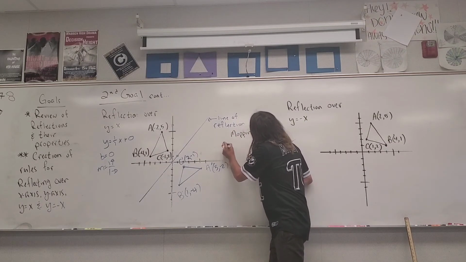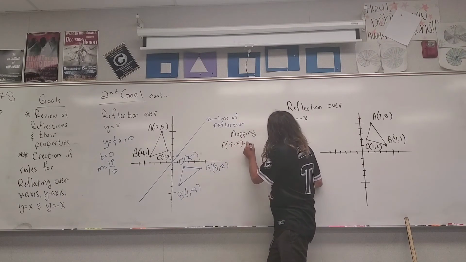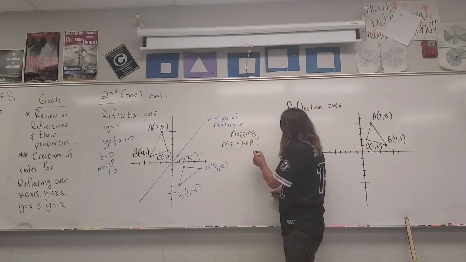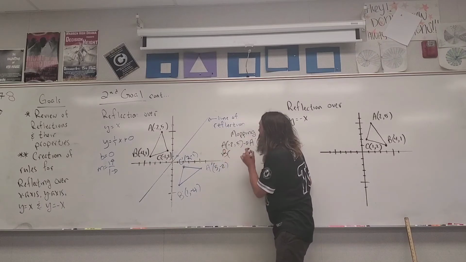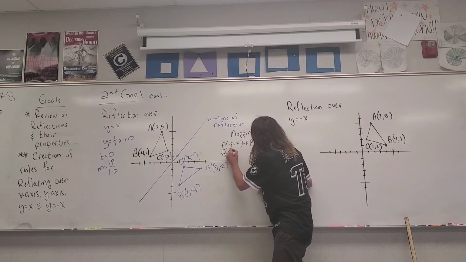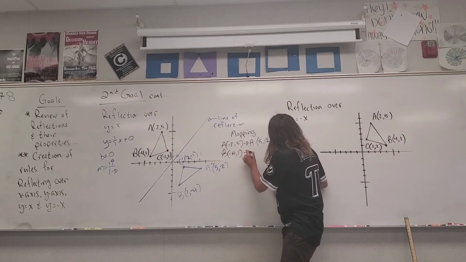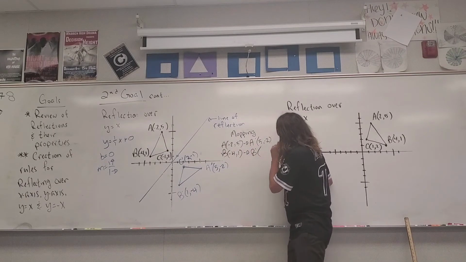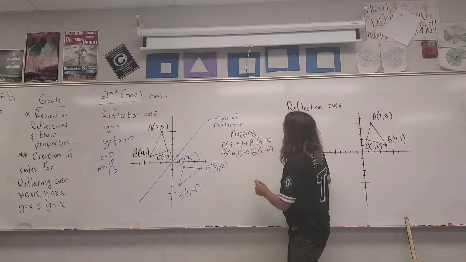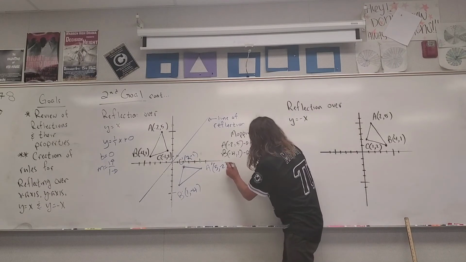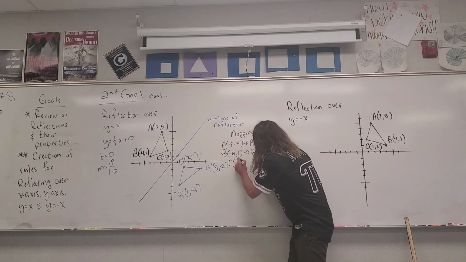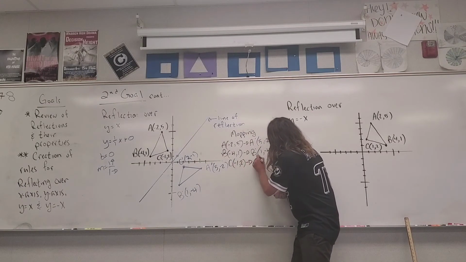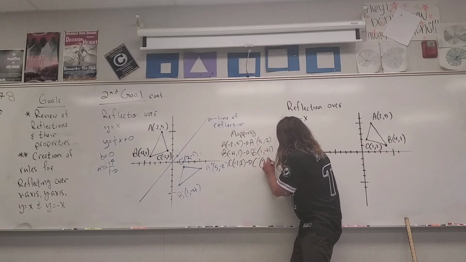And A, which was (-2, 5), maps to A prime, which is (5, -2). B, which was (-4, 1), maps to B prime, which is (1, -4). And C, which was (-1, 2), mapped to C prime, which was (2, -1).